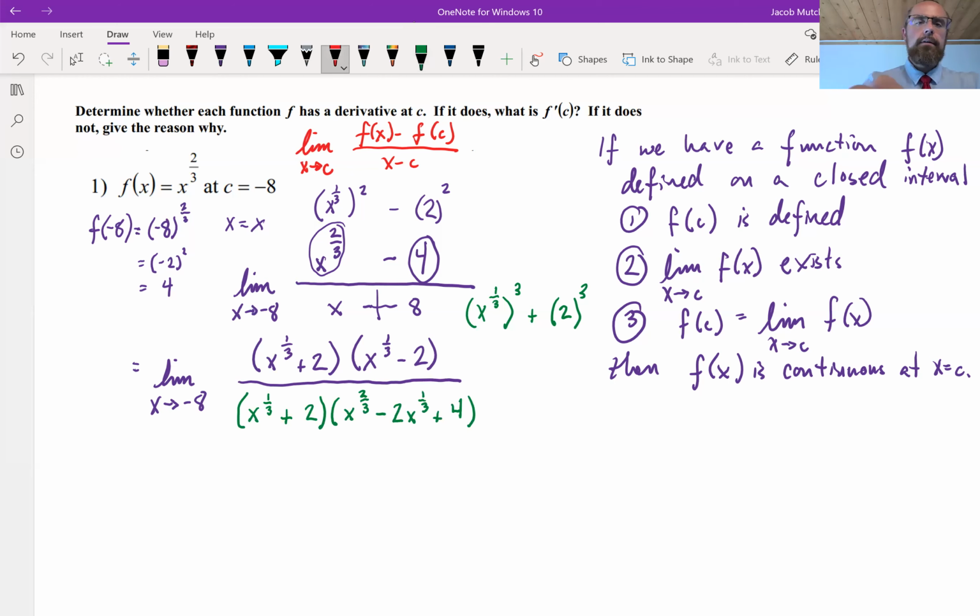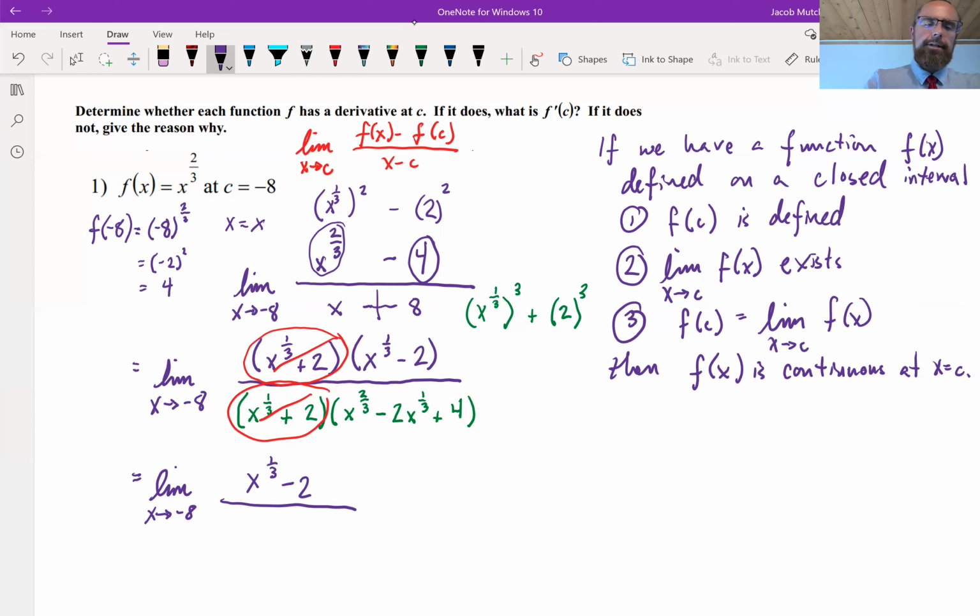Why did we do that? I have two terms that are identical. x to the power of 1/3 plus 2 above and below, we can cancel. And when I do that, that allows me to apply direct substitution now. So this is now the limit as x approaches negative 8. All that's left in my numerator is x to the 1/3 minus 2. And in the denominator, x to the power of 2/3 minus 2x to the power of 1/3 plus 4.